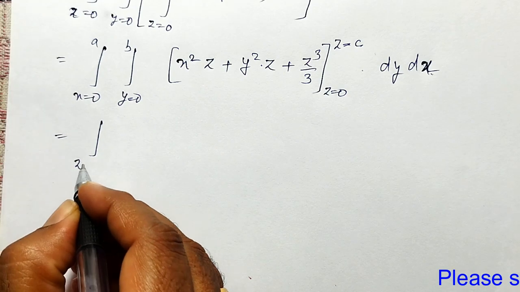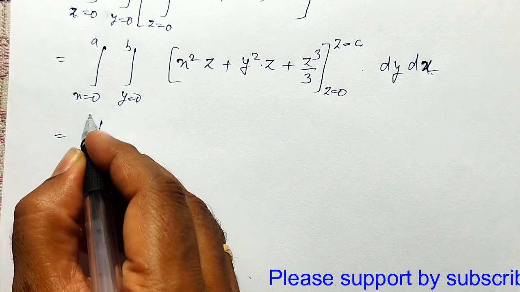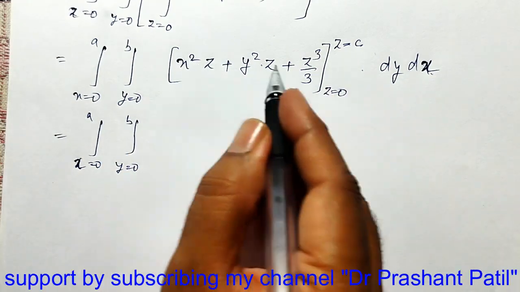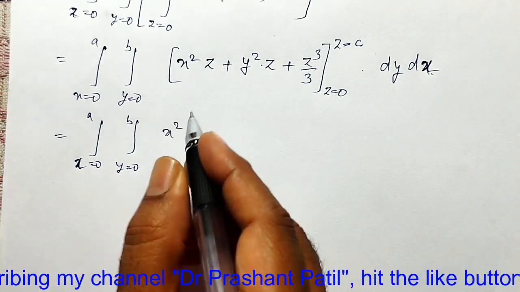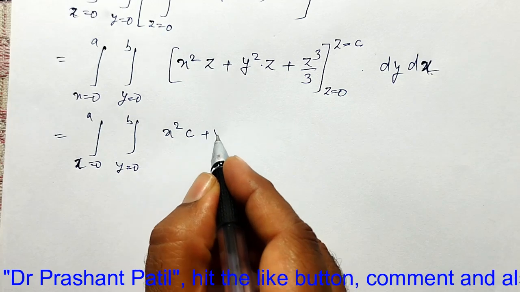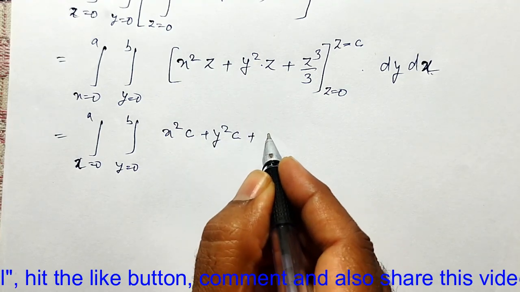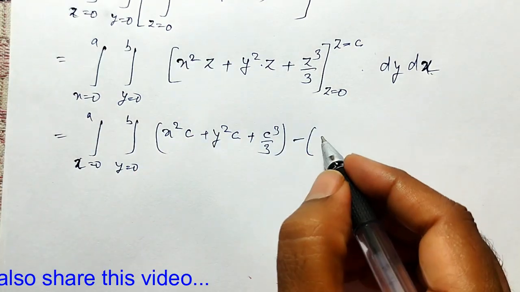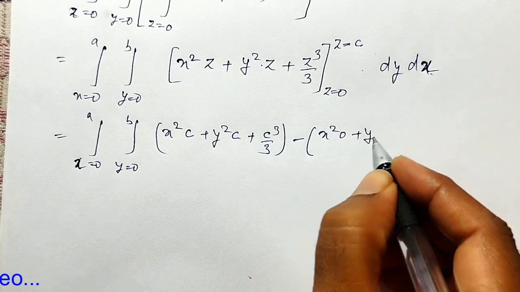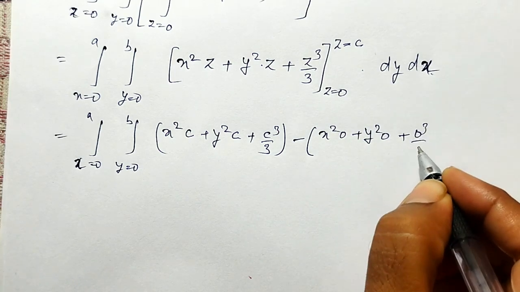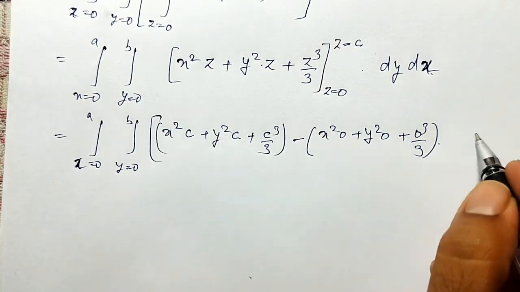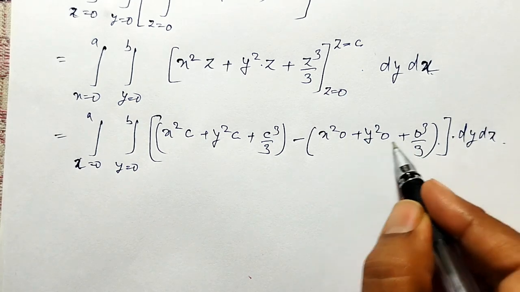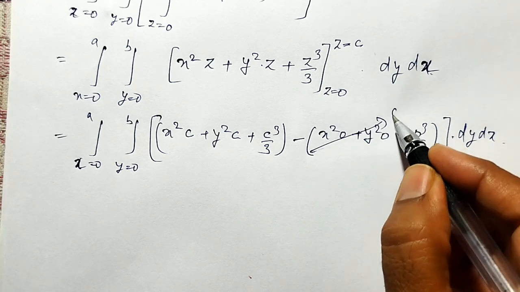Therefore integration from x equal to 0 to a as it is, integration from y equal to 0 to b as it is, upper limit minus lower limit for each term, that is x square into c plus y square into c plus c cube divided by 3, minus the lower limit z equal to 0, x square into 0 plus y square into 0 plus 0 cube divided by 3, dy dx. And here you can observe all are 0, therefore the second bracket will become totally 0.